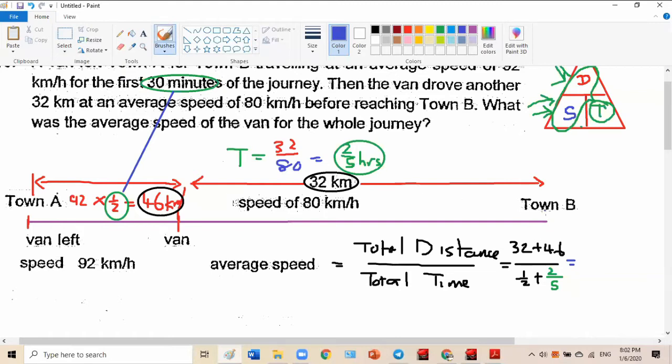13 out of 9. What is 13 out of 9? Now it's time to give me the speed. 13 out of 9. Really? Cannot be. 13 out of 9? Cannot be. Come on.